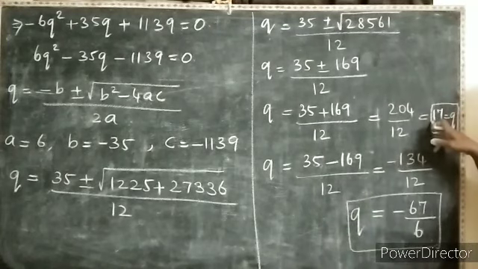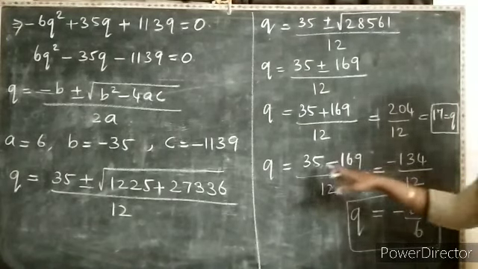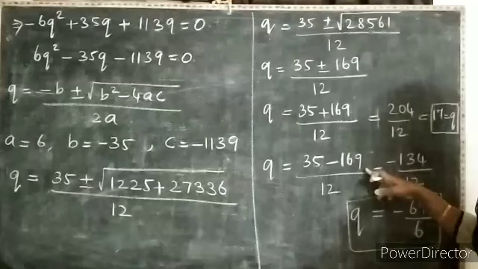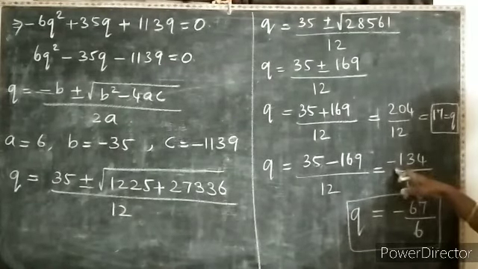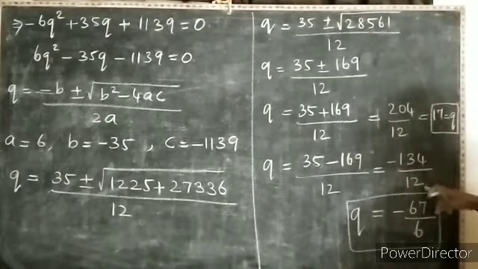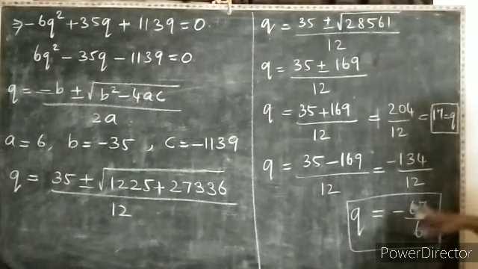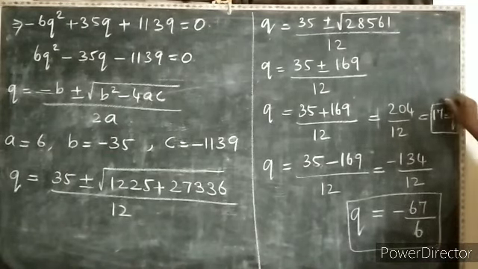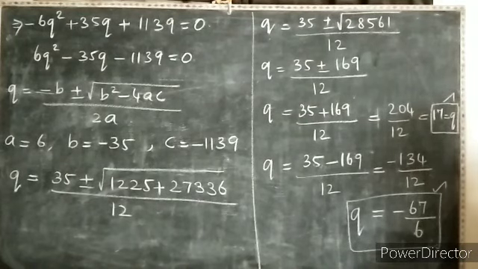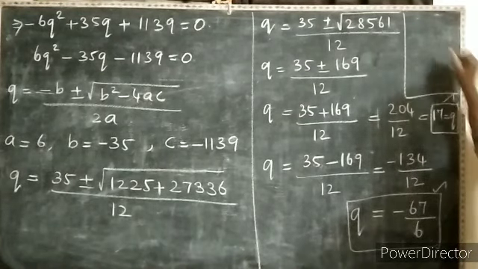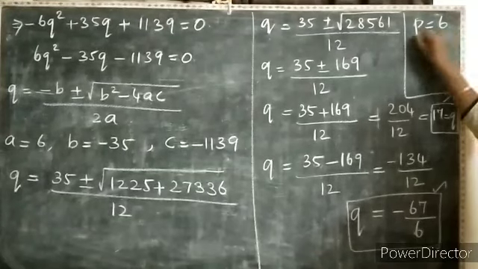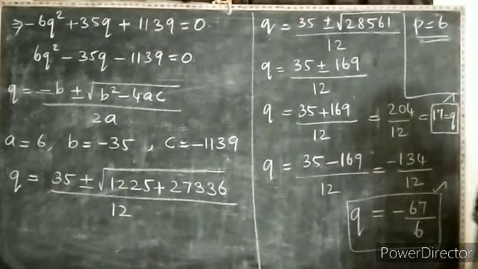So q is equal to what? 17. Now when you subtract 35 minus 169 divided by 12, you will get minus 134 divided by 12. When you simplify, you will get minus 67 divided by 6. Now there are two options for Q value, but only one option for P value, which is what? 6. So we have found the value of P and Q.